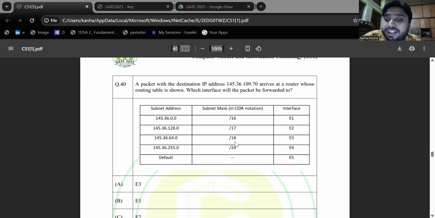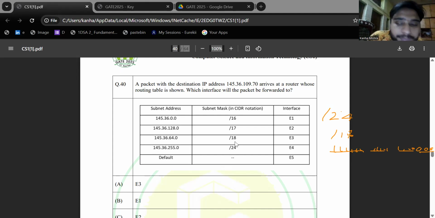In CIDR notation, when we say /24, that means in the subnet mask the first 24 bits are set to 1, and /18 means that 18 bits are set to 1. So for /24, the first three octets of 8, 8, 8 bits are set to ones, and the remaining are set to 0. So we know this much now.